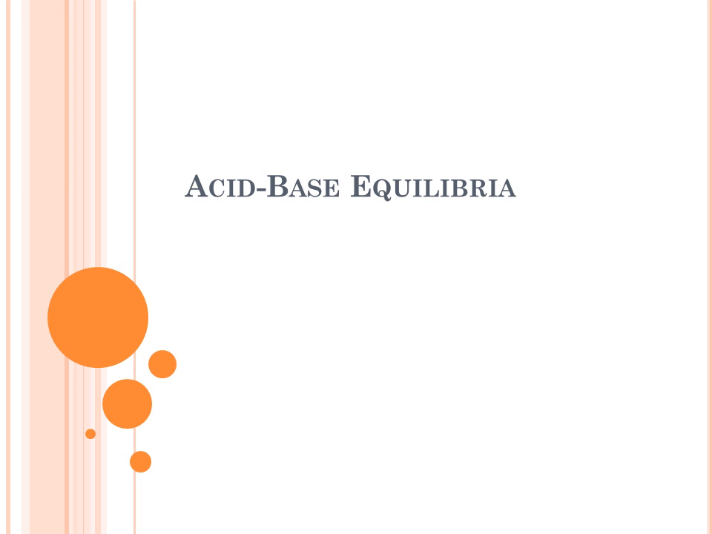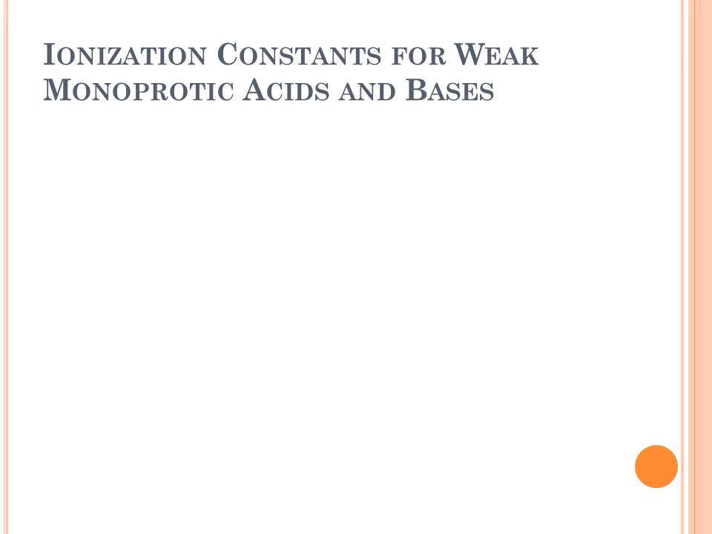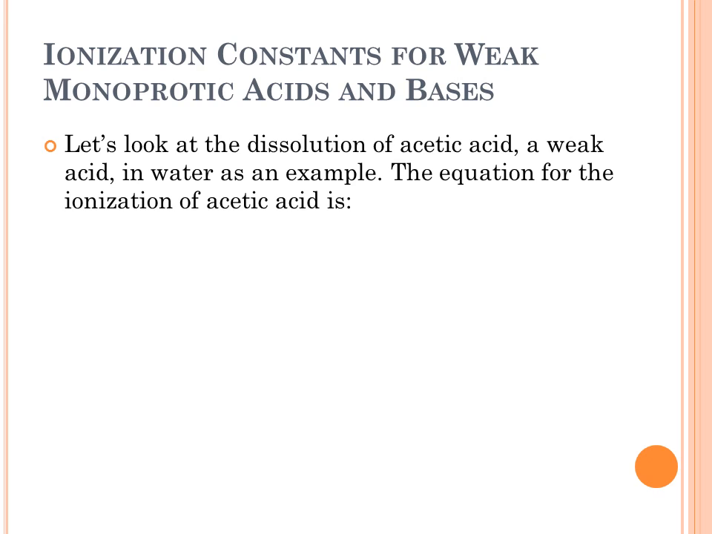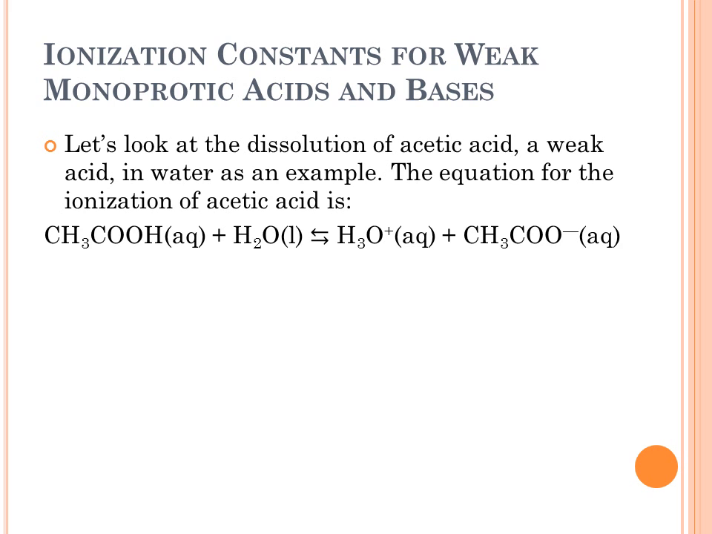This is a tutorial on acid-base equilibria. So let's talk about these ionization constants for the weak monoprotic acids and bases. If we look at the ionization for acetic acid and water, for example, we've got our acetic acid plus our water forming hydronium ion and acetate ion, and we see the double-headed arrows indicating an equilibrium.